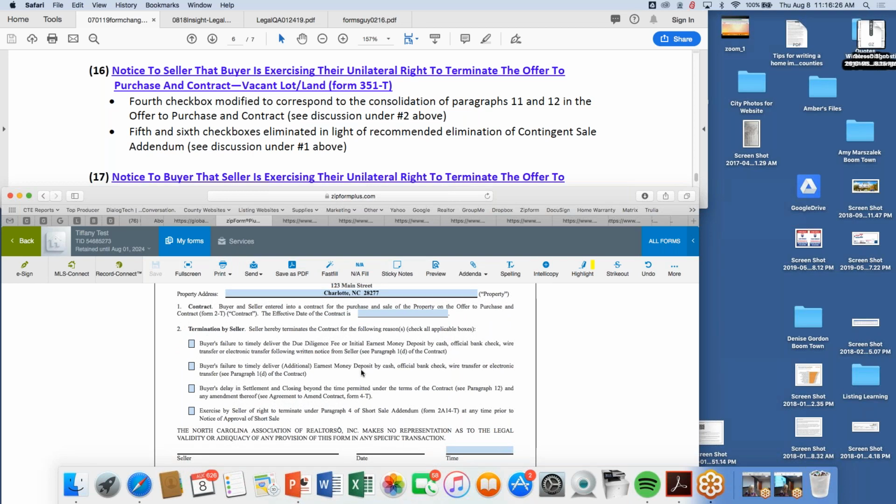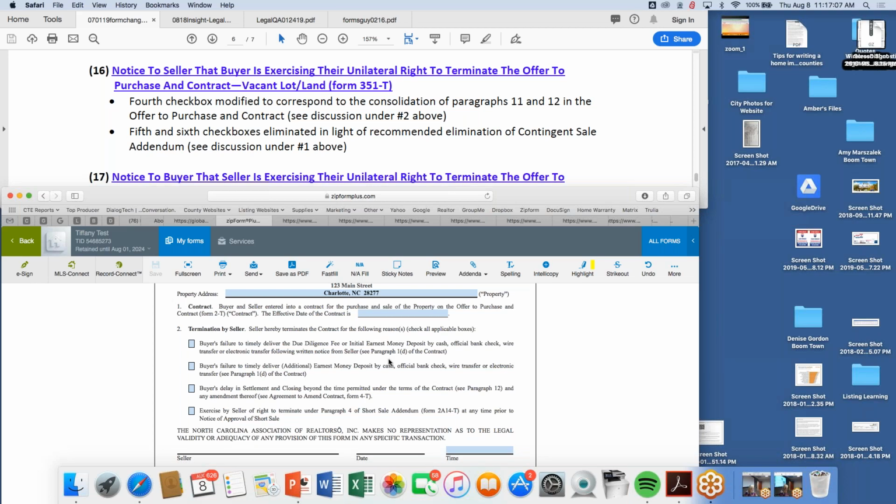One thing I wanted to comment on here is we've seen a lot more activity over the last year of the due diligence money and the earnest money never showing up after you have a signed contract. And when that happens, everyone always calls, what are we going to do? What are we going to do? Really, it's the seller's unilateral right to terminate the contract. It's basically buyer's failure to timely deliver the due diligence fee or initial earnest money by cash, official bank check, wire transfer, or electronic transfer following written notice to seller. And that is pretty much what you have. Unfortunately, everyone wants money, but it's not usually forthcoming. You can push for it, but.